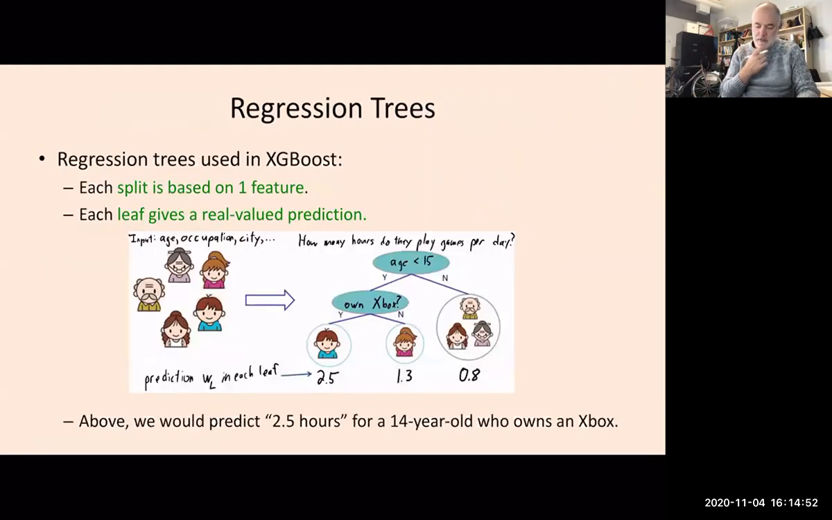So how does it work? Here's our data. We've got a bunch of individuals. We have features for all of them: age, occupancy, city, so on and so forth.